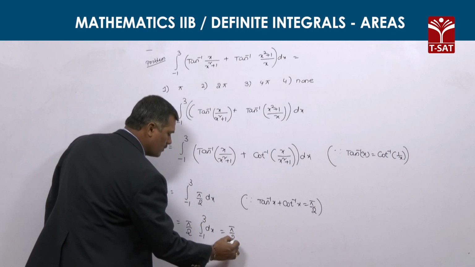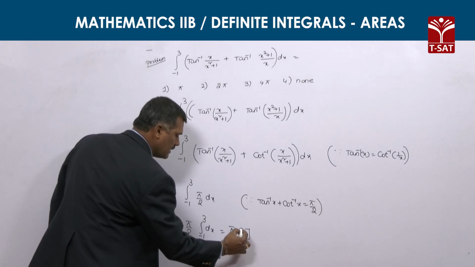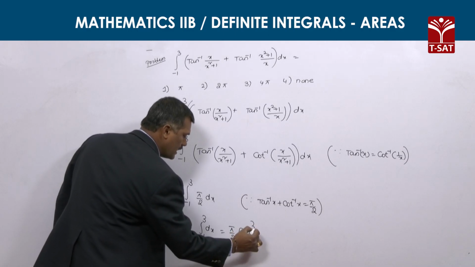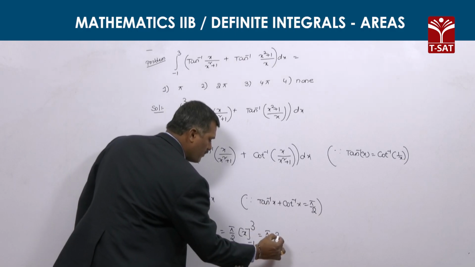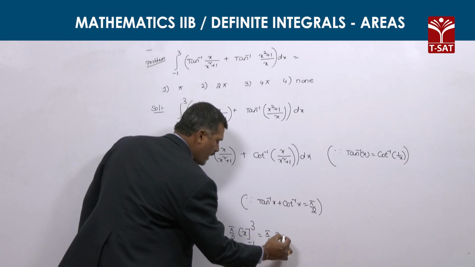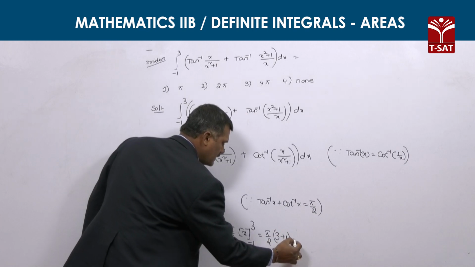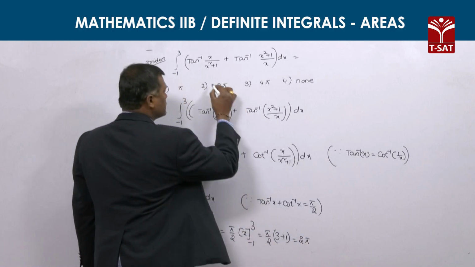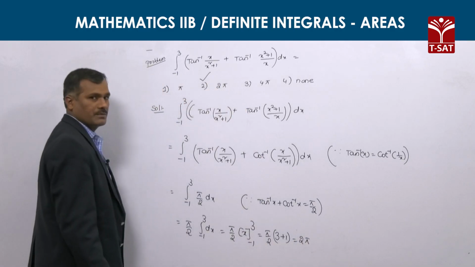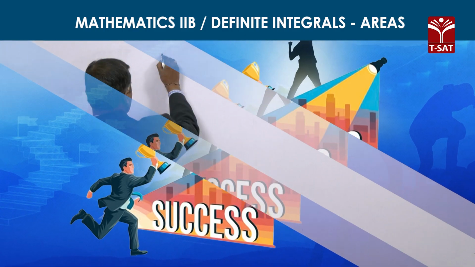pi by 2 into integral dx, x from -1 to 3, that is equal to pi by 2 into x, upper limit minus lower limit, 3 minus of minus 1, that is equal to 4, that is equal to 2 pi. 2 pi. Second is the right answer, second option. Next problem.